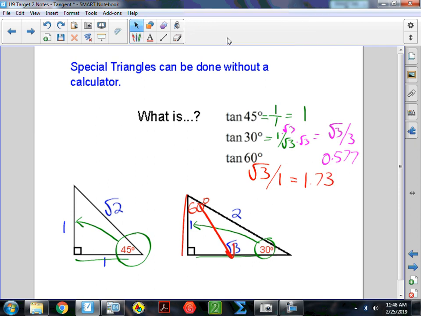I don't need to use a calculator to work with my special triangles. If I ask you for the tangent of 45, 30, or 60, the expectation would be that you draw the triangle out and then write down the ratio using your special ratios that you've memorized.